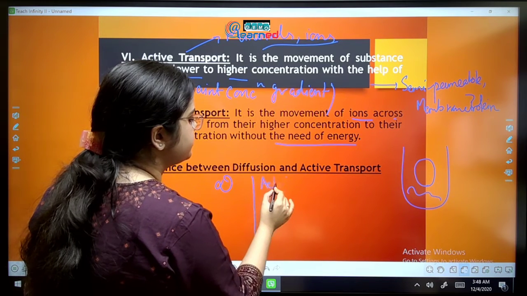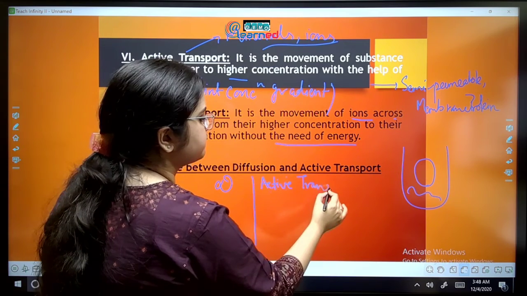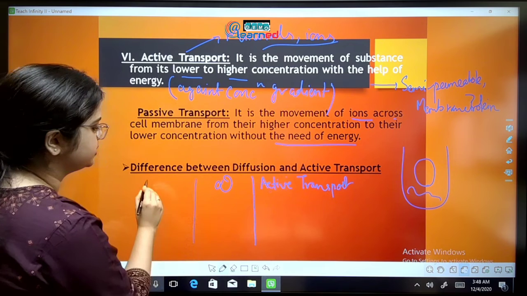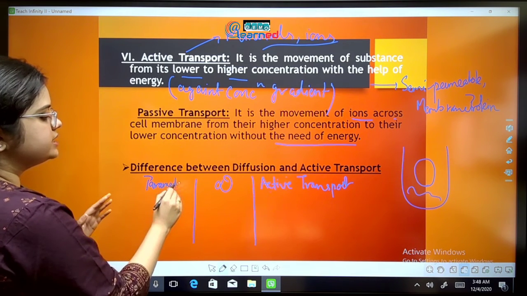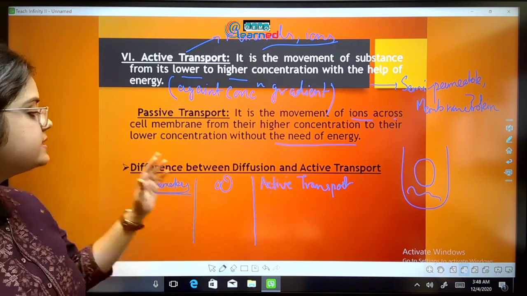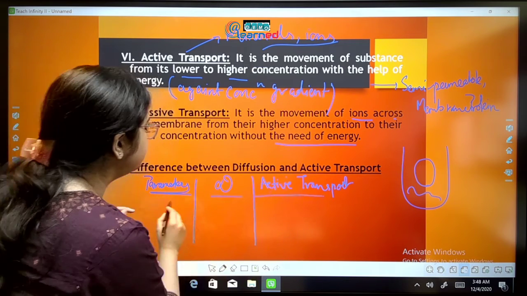This is active transport on this side, and here is the diffusion, and here is the parameter on which we are differentiating the two. This is very important, these questions come up as it is. So parameters, what do we have to say? We have to say the definitions first.